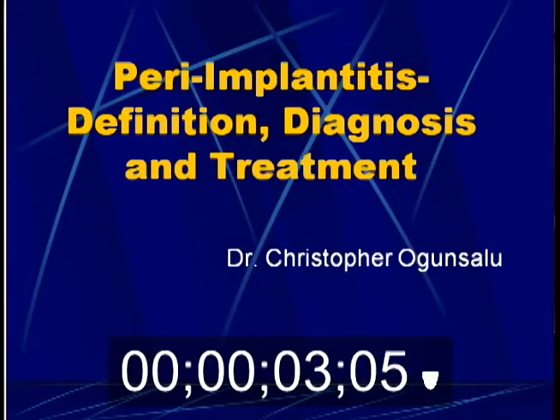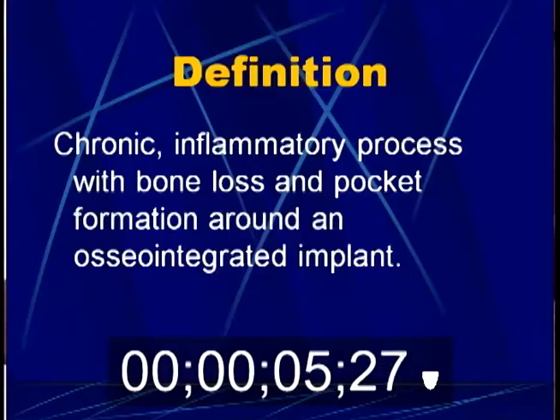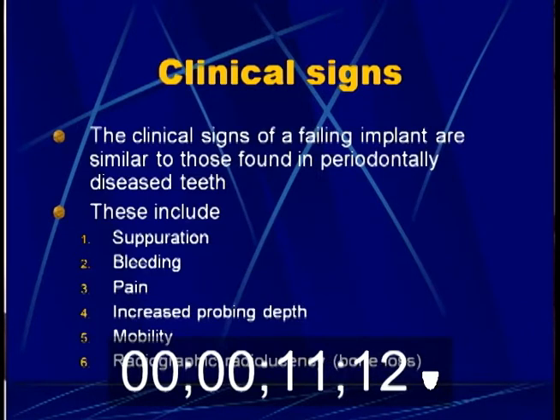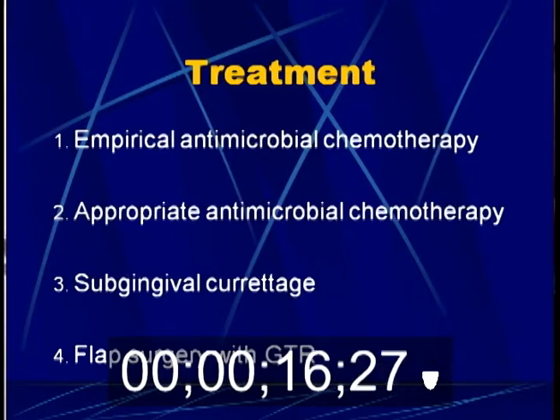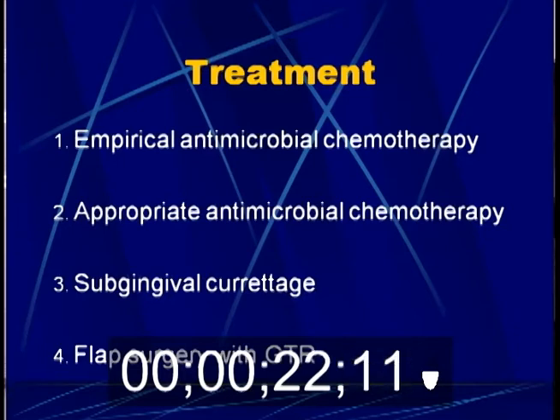Peri-implantitis definition, diagnosis, and treatment. We already know the definition, and we know the clinical signs and symptoms. This is the investigation, and this is the treatment. And look at this, this is really nice. Empirical antimicrobial chemotherapy, appropriate antimicrobial chemotherapy, subgingival curettage, flap surgery, and the only thing that is missing here is what? Extraction. Extraction of the implant.